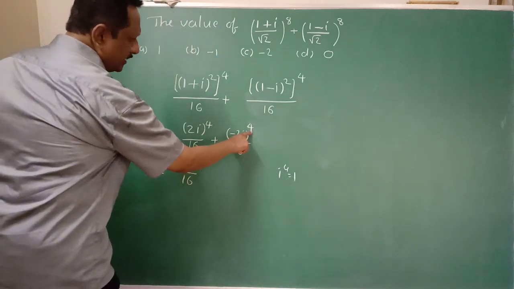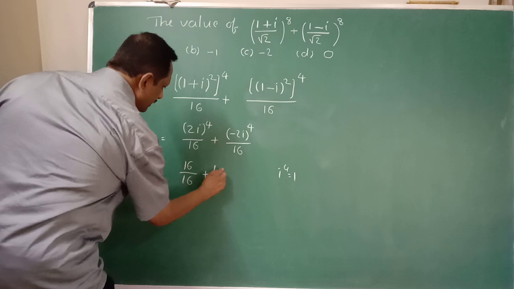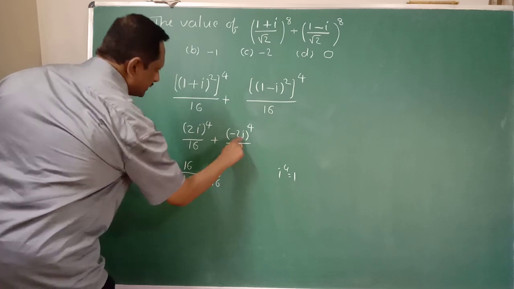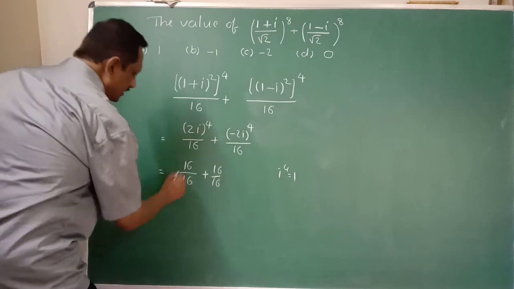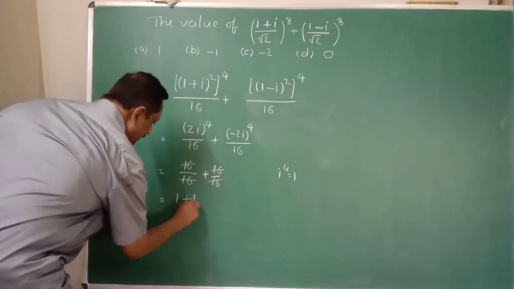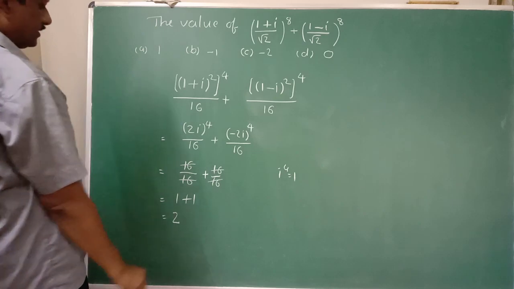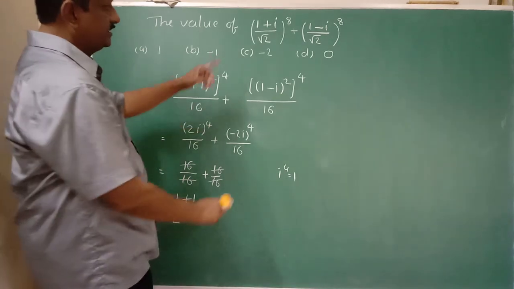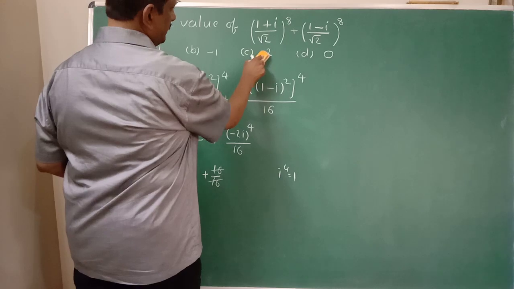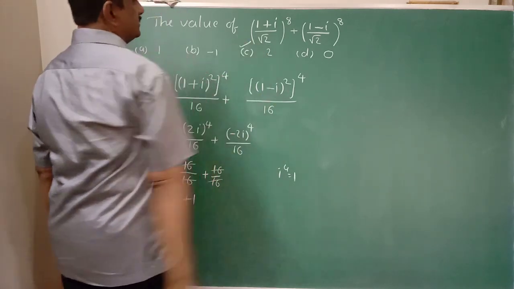For an even power, minus becomes a plus. Again 2 raised to 4 is 16, 16 divided by 16, i raised to 4 is 1. So 16 cancels. Therefore 1 plus 1 becomes 2. So 2 is the answer here. There is a misprint here; take plus 2. Therefore 2 is the answer. C is the correct option.